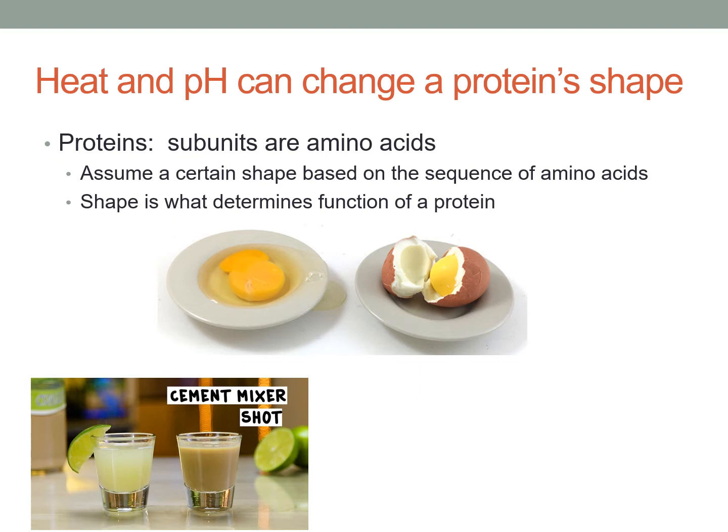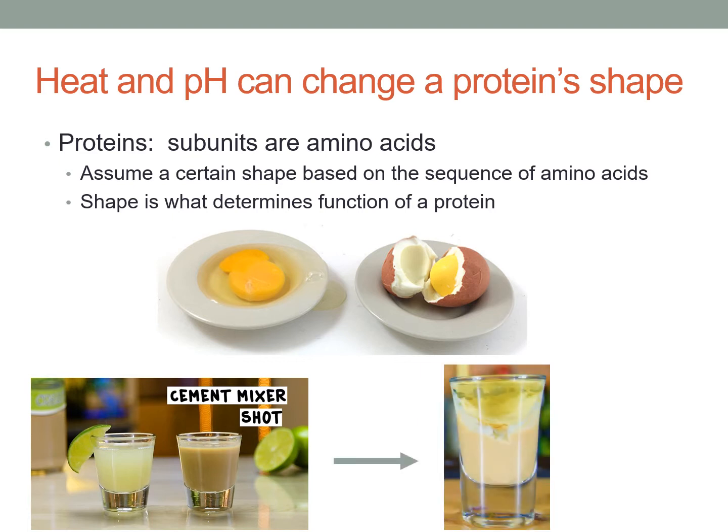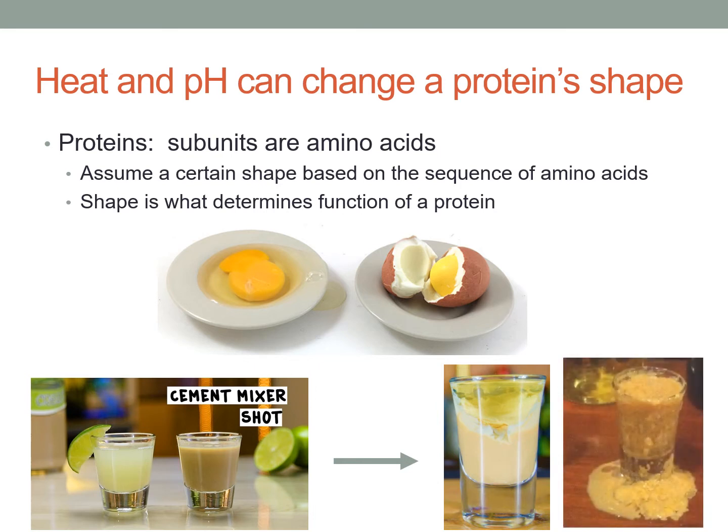And so the whole premise behind a cement mixer shot is that you have these two separate things, and you have the person put them together into their mouth and swish them around. And what happens is that really low pH, that acidity of the lime juice, causes the proteins in the cream to denature or change shape. It curdles, right? That's why it's called a cement mixer. It's disgusting, right? So this is kind of where it's starting to curdle. And this is what you end up with, right? And that's in your mouth.